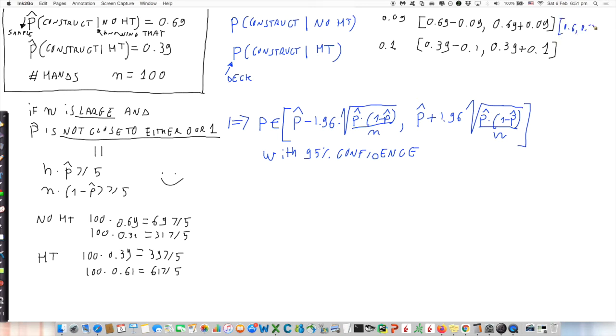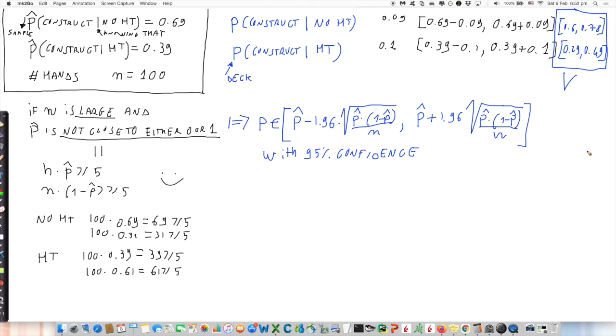0.6, 0.78. And here we are, 29.49. So this is the range of the real probabilities.